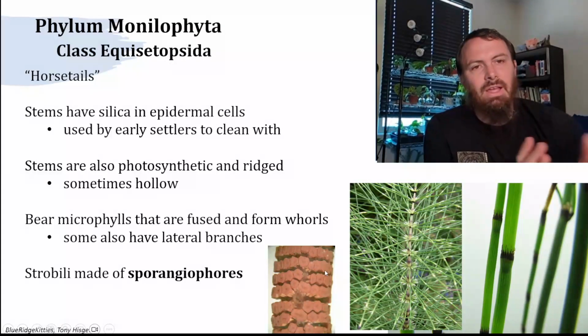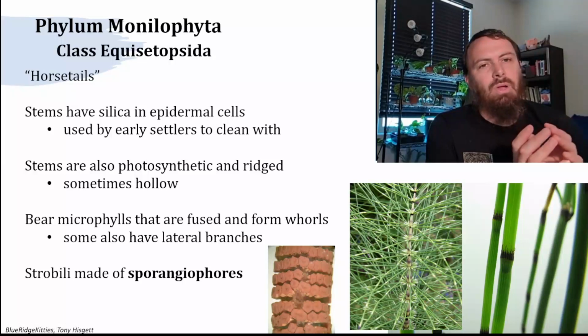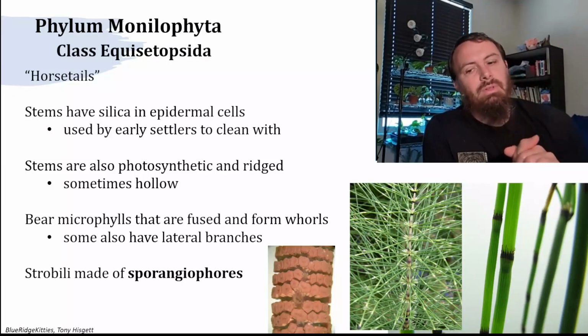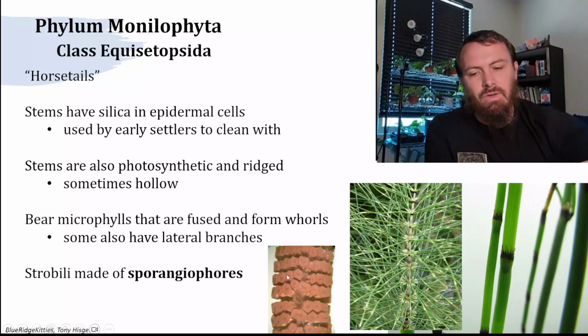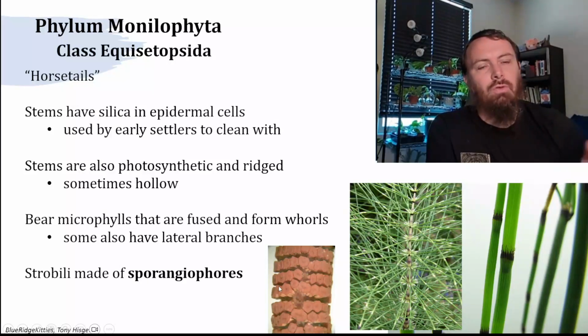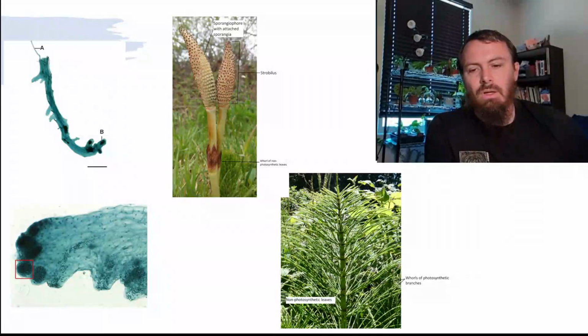Some of them have different shoots that shoot up. Some of those will be reproductive ones that will have a strobilus, that you can see here, that will produce sporangiophores to make the spores. We can see that a little bit better here. So here's a vegetative shoot. Here's a reproductive shoot. Now, you have non-photosynthetic leaves, you have the whorls of branches there, and green photosynthetic stems.